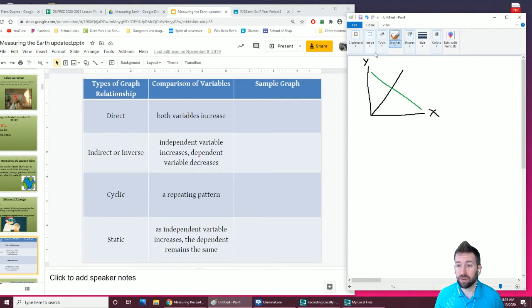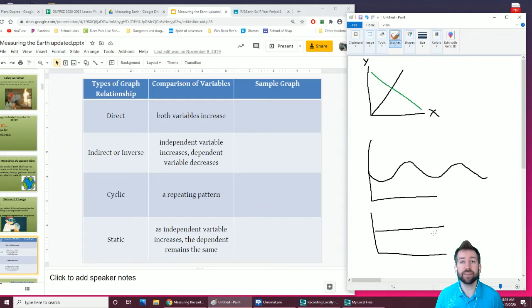Now the cyclic one, and I'll start a new graph. Let's go back to black. Cyclic is a little different. Cyclic is a repeating pattern. So that one looks like this. Goes down, then goes up, then goes down, then goes up. And it continues that on in a pattern forever. And then lastly, we have static. Static doesn't change. So static is a flat line.